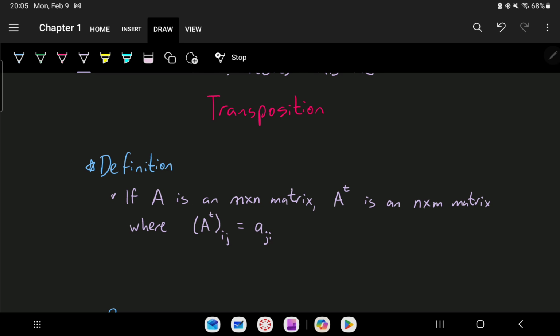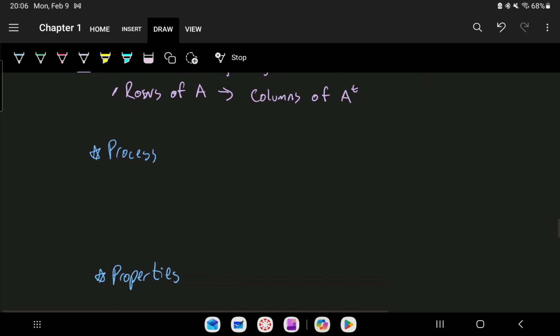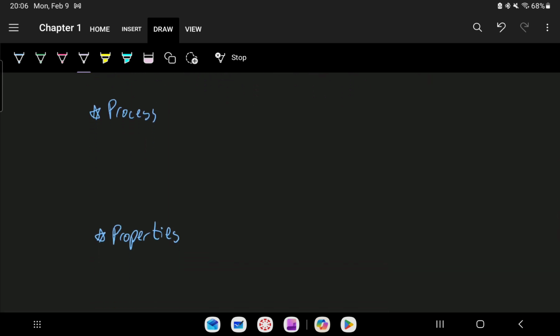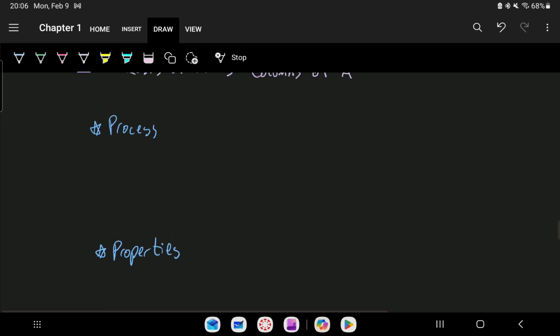That's a very complicated way of just saying that the rows of A turn into the columns of A transpose, and vice versa. So this is not very hard. This is something that can usually be done pretty quickly. There are a few different properties to this, and I basically already explained the process, but just to give a really solid idea, I'm just going to give a really quick example.